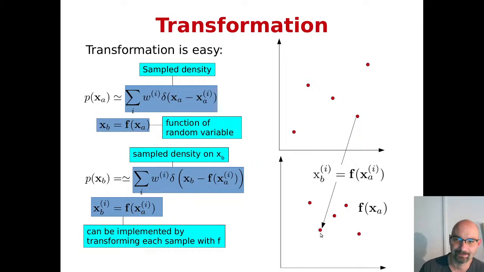Okay? And this is nothing spectacular. I write it this way: p of xb is equal to a sum of delta functions centered in f of xa i, where i denotes the number of samples. I think you're not surprised by that. And this is for the transformation.